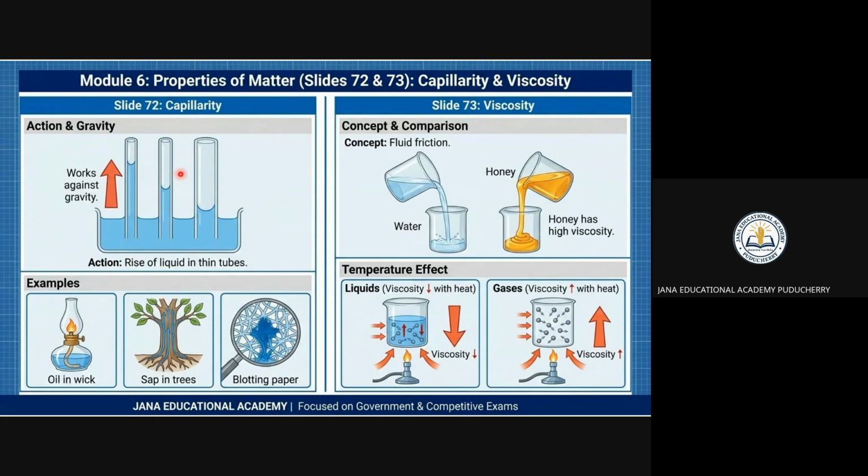Capillarity is a phenomenon by which the liquid rises or falls in a narrow tube due to the surface tension and adhesive and cohesive force. We can see the cohesive force in the previous slide. The cohesive force is in between the liquids, right?